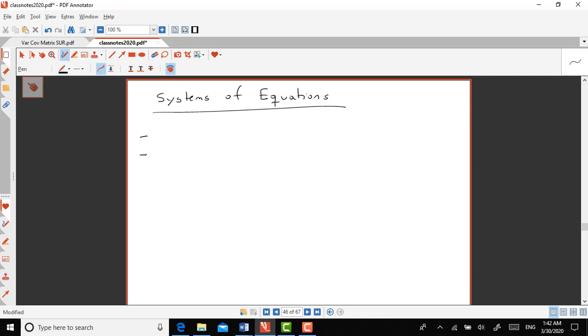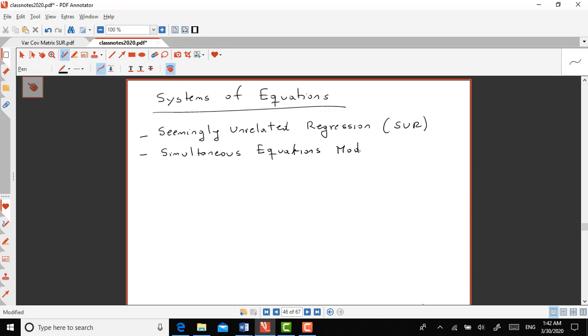It includes two topics. The first one, which is the one that we're going to start to finish today, is seemingly unrelated regression. That's called SUR. And the second is the simultaneous equation model. So today's lecture is going to deal with SUR.